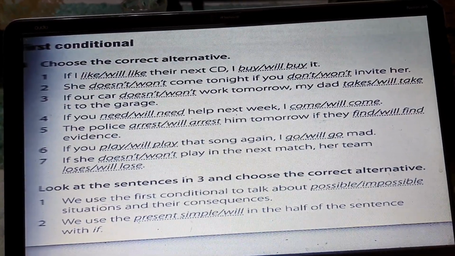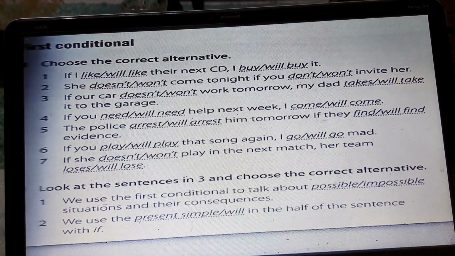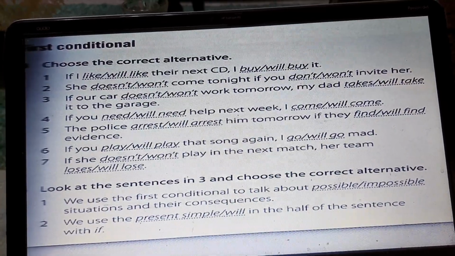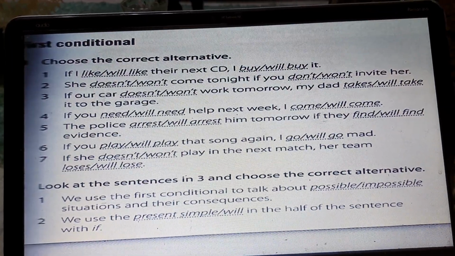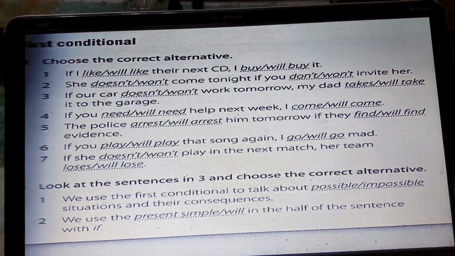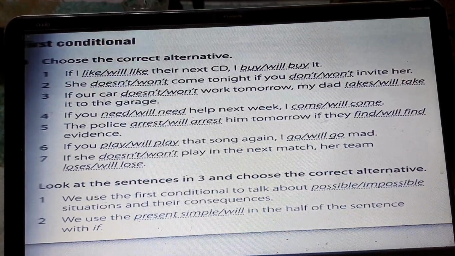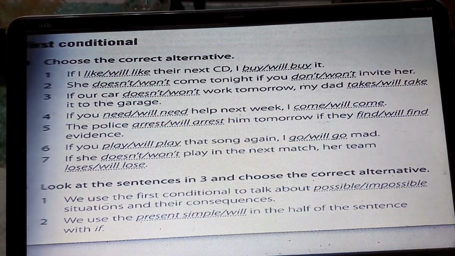Number 4. If you need or will need help next week, I come or will come. We said that if can't go with will, so we say: if you need help next week, I will come.